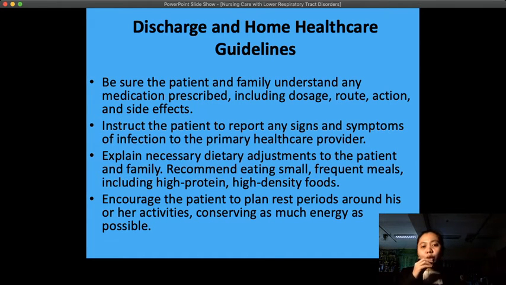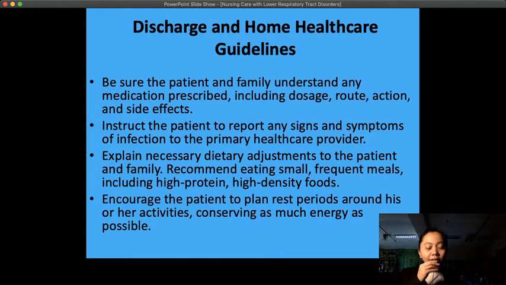Because also, if di ka mag-explain, okay, and then something untoward incident will happen or untoward reactions will happen, might as well, di ba, you have to remind the patient so the patient can report to us immediately if something is going on. Okay? And then instruct the patient to report any signs and symptoms of infection to the primary healthcare provider. Explain necessary dietary adjustments to the patient and family. Recommend eating small, frequent meals, including high protein and high density foods.